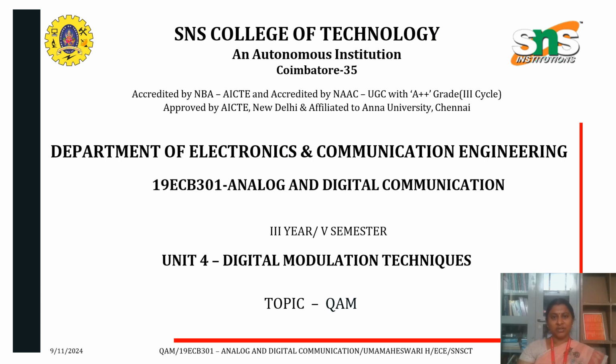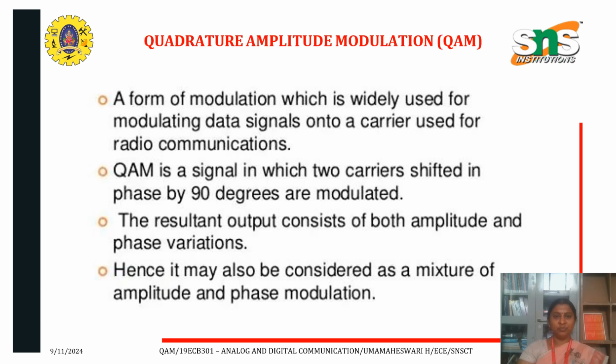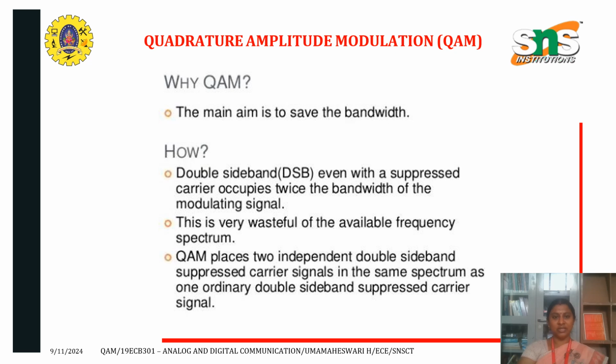In this video lecture series, I'm going to explain about quadrature amplitude modulation, call it QAM. It is a form of modulation which is widely used for modulating data signals onto a carrier used for radio communications. QAM is a signal in which two carriers shifted in phase by 90 degrees are modulated. The resultant output consists of both amplitude and phase variations. Hence, it may also be considered as a mixture of both amplitude and phase modulation.